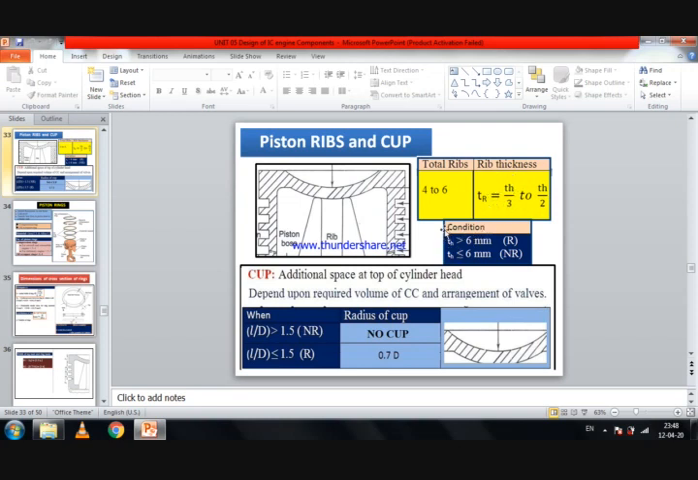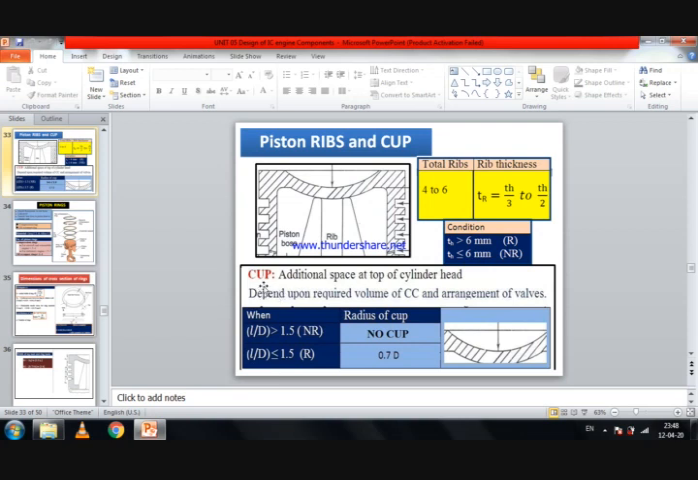Ribs are not always used. There is a condition for when we can use ribs and when we should not. If th is greater than 6 mm, meaning the thickness of the piston head is greater than 6 mm, then ribs are required. And if th is less than or equal to 6 mm, ribs are not required. So this is the condition for the use of ribs.